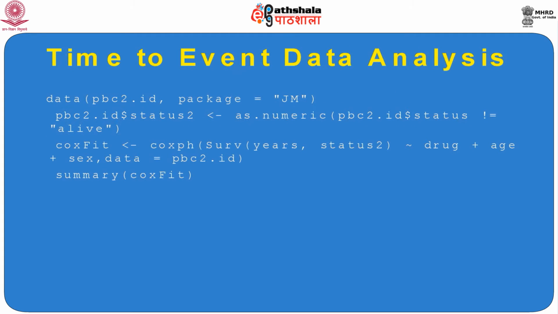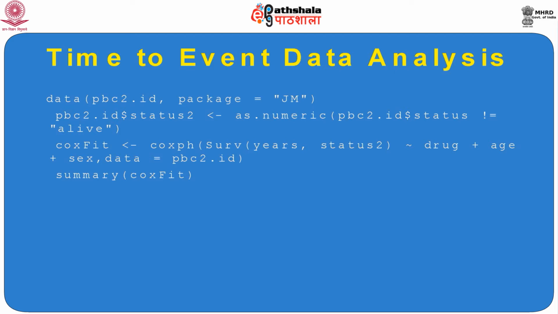And now we will go for the second objective, that is capturing the inference about time to event data analysis. Time to event data analysis plays a role when we have repeated measurements of individuals, and after some certain time these patients have a death status. So this data is pbc2.id, which is primary biliary cirrhosis data, and this data is also available in the library called JM.